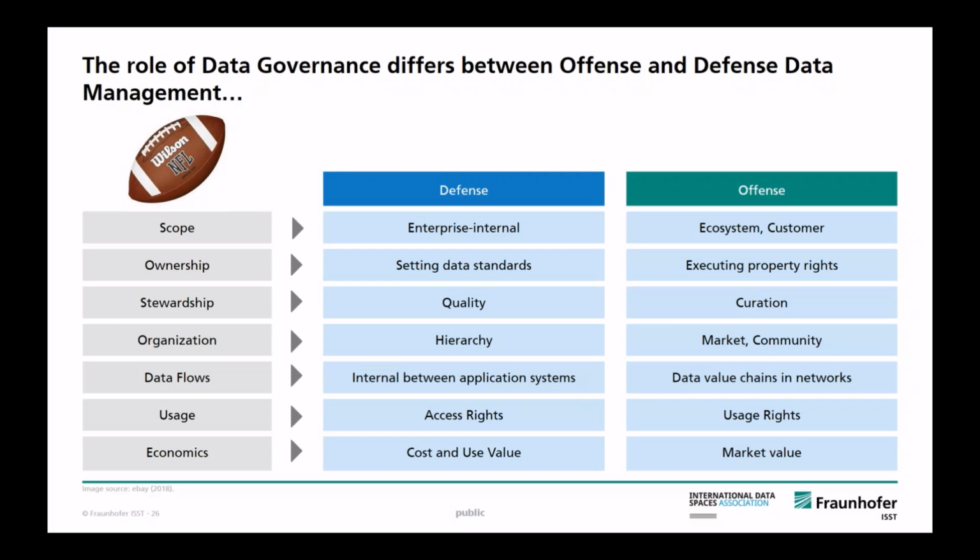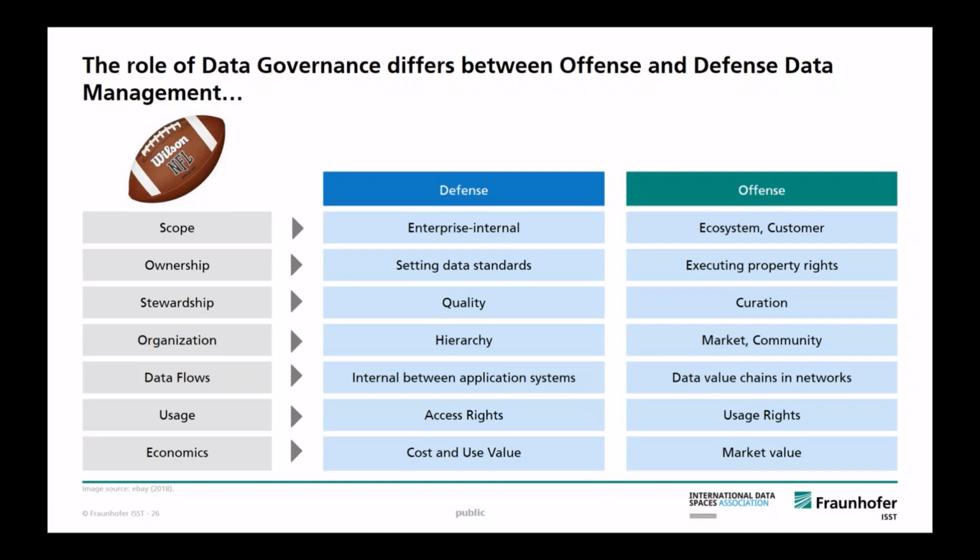So also stewardship, from just focusing on quality, stewardship will be more related to curation. So making sure that aggregate data records that basically come from different sources fulfill the quality needs of a joint use. In terms of organization, how do we organize data governance?